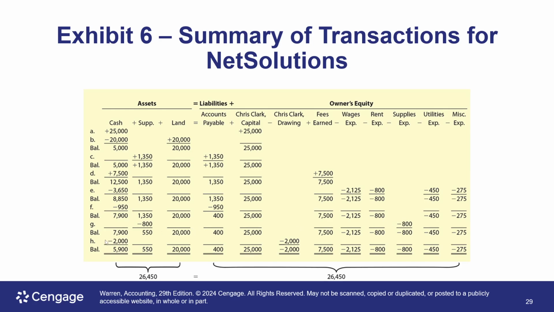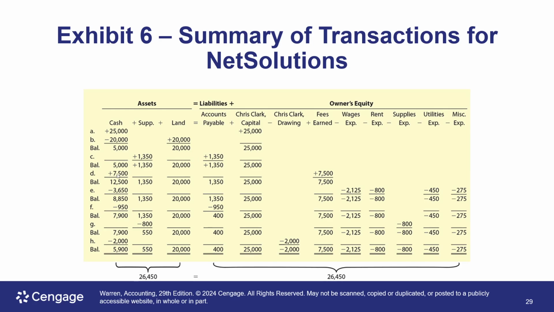Now, the next transaction, we've taken out $2,000 in cash as a draw, Chris Clark drawing. So basically, we're reducing his equity account or his capital account. This is a contra account to his capital account, meaning it serves to reduce his capital account. So we took $2,000 in cash and he drew it out as an owner's draw, essentially. So even though we don't have the text that describes each of these transactions, we can still decipher what has happened.